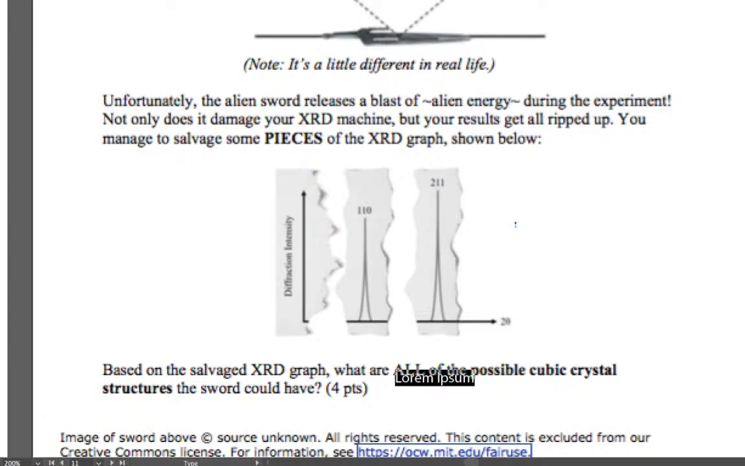So for the cubic structure, the first thing you need to consider is simple cubic. Simple cubic could be anything, and because this one is shattered, there is a chance of it actually being a simple cubic. But it could also be a body centered cubic because of its structure.